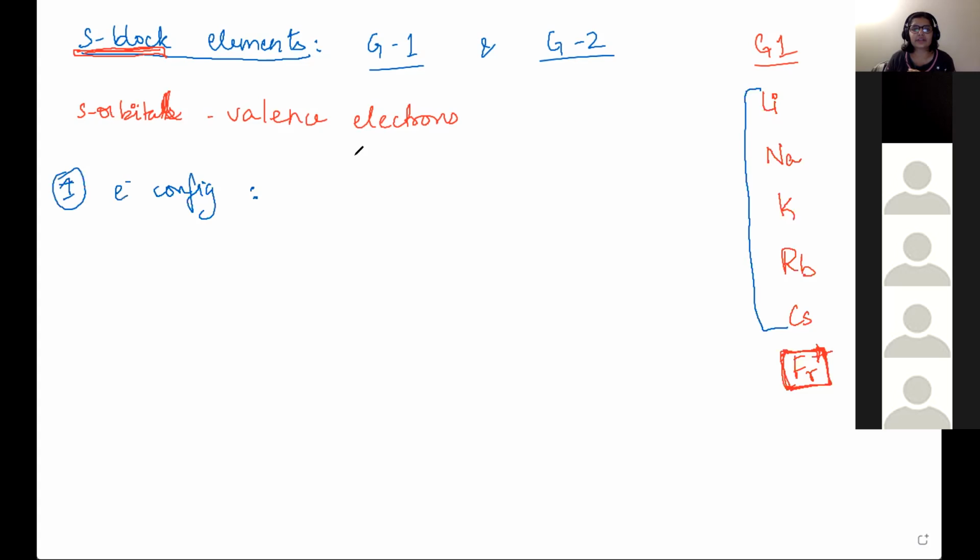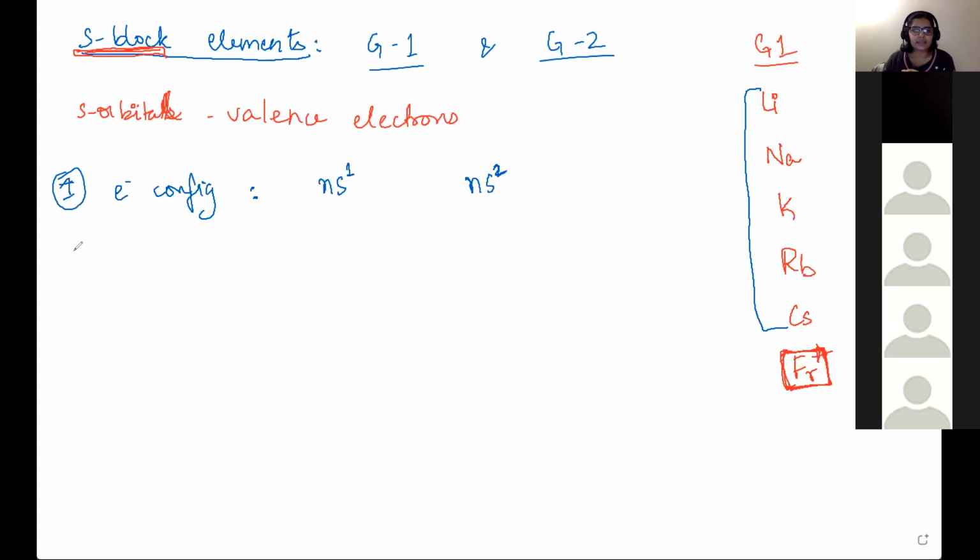So the general electronic configuration for group 1 would be ns1. Group 1, so only one electron is going. And for group 2, it's going to be ns2. Yeah, 2 electrons.